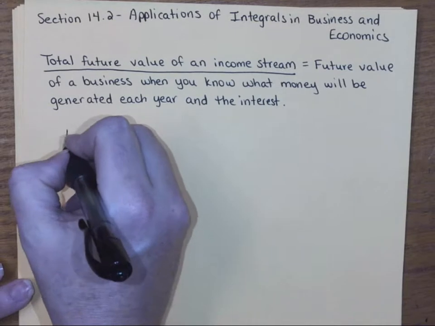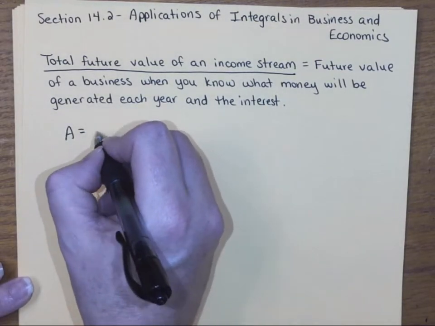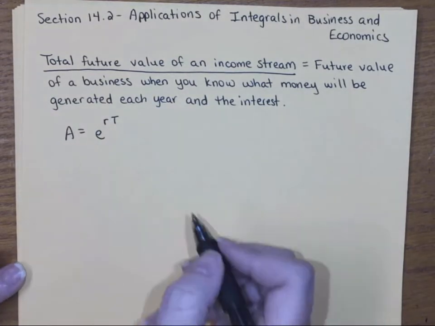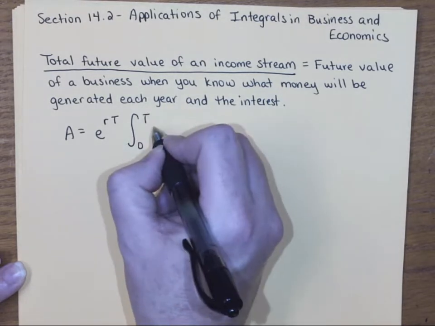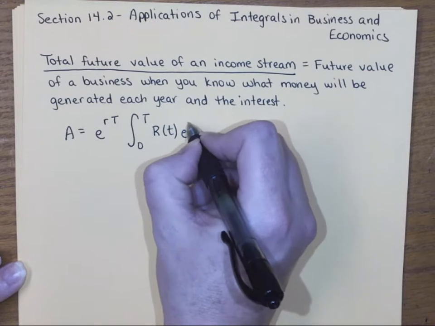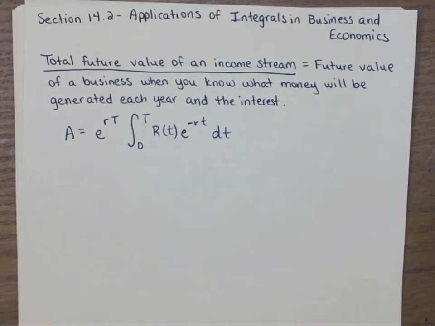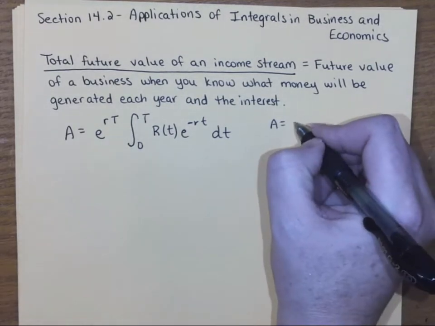So don't get too intimidated by the way this looks. I promise this is going to be an integral that we can figure out. So it's going to be e to the r times capital T power, and then it's going to be the integral from 0 to T of some revenue function, and then e to the negative r times little t power. We're going to take this a step at a time. I promise it won't be as bad as you might think.